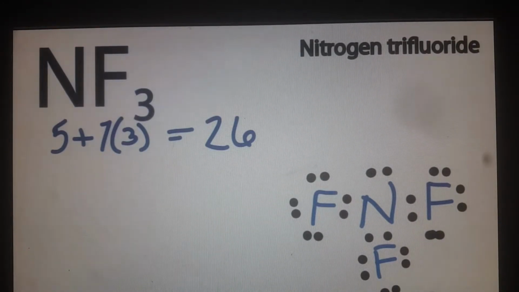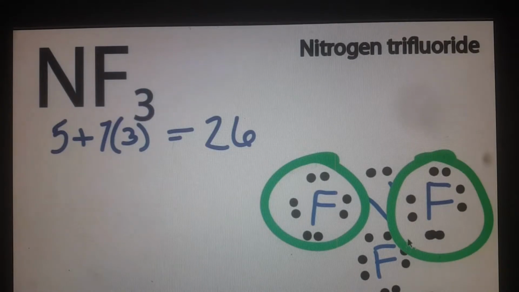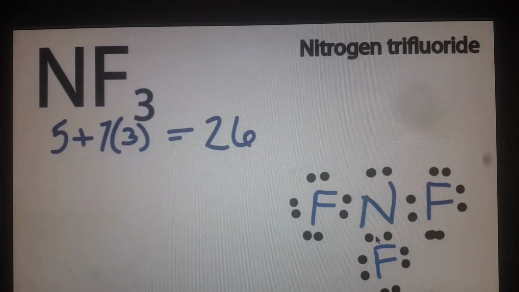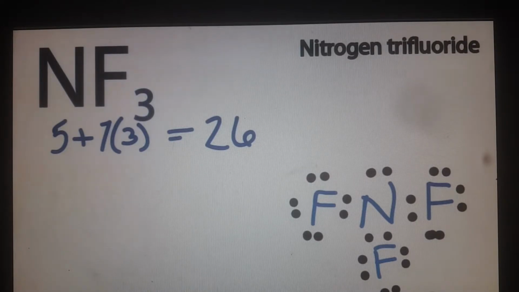Let's check and see if everything has 8 valence electrons or an octet. Fluorine has 8, this fluorine has 8, and then this fluorine right down here as well has 8. Their outer shells are full. And then nitrogen, well, it has 8 too. So that's the correct valence electron count for each of these. So our Lewis structure is done.